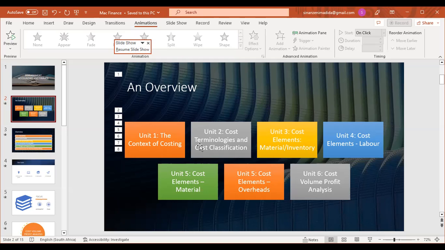These are just terms. Mostly these two, we haven't seen them in our assignments and our exam for a while. Then number 3, we have got elements of material or inventory. This one is one of our favorites when it comes to the exam. The element of labor goes with unit 3. Unit 5 is material. Unit 6, this is supposed to be unit 6, elements of overheads.